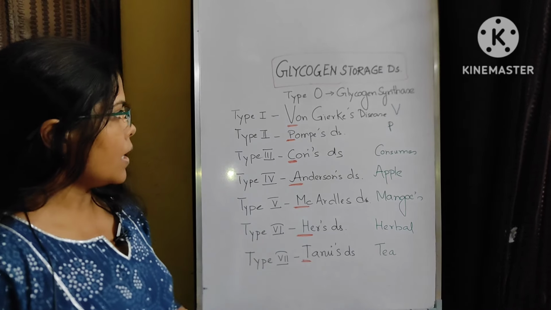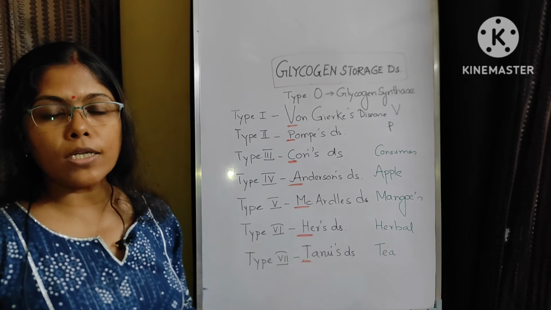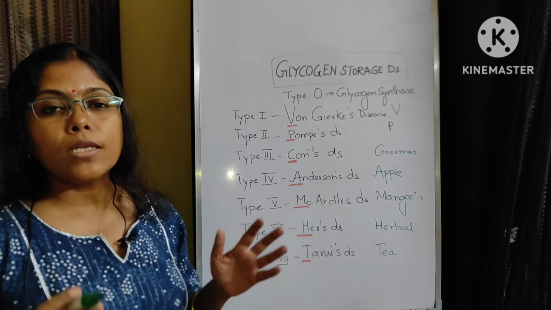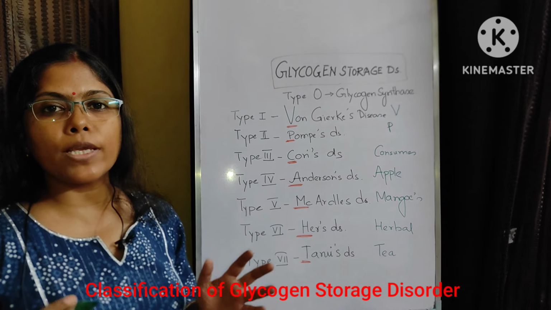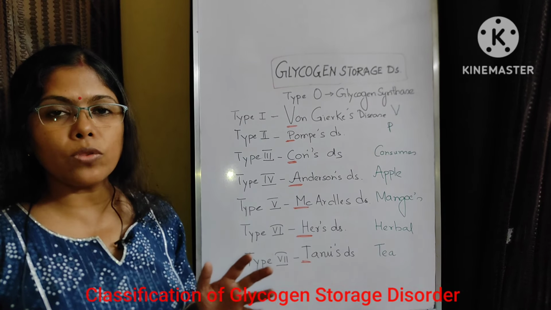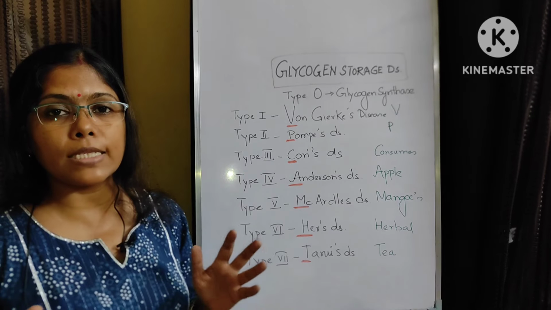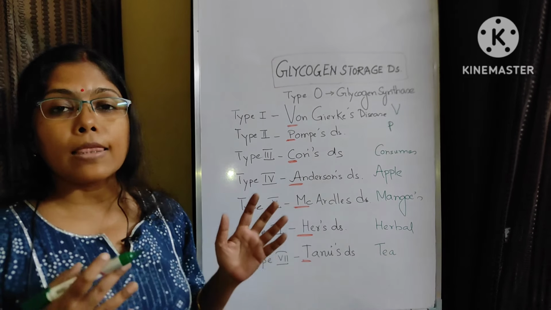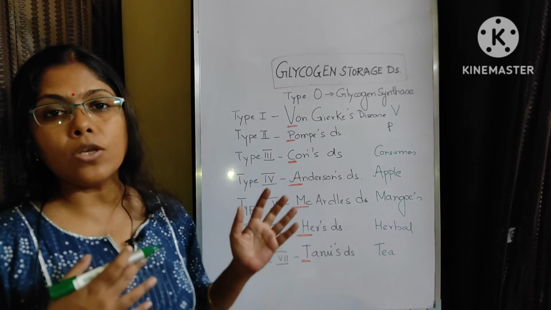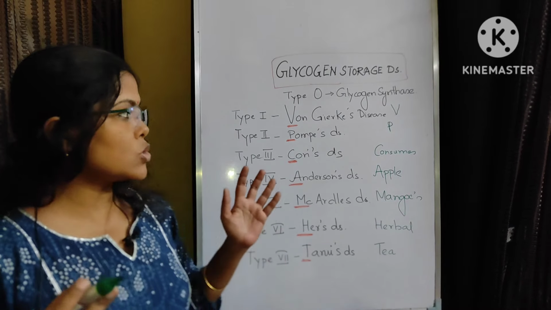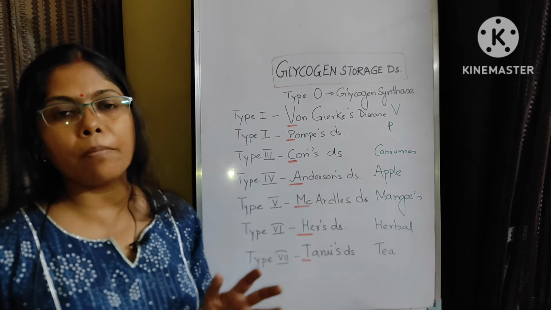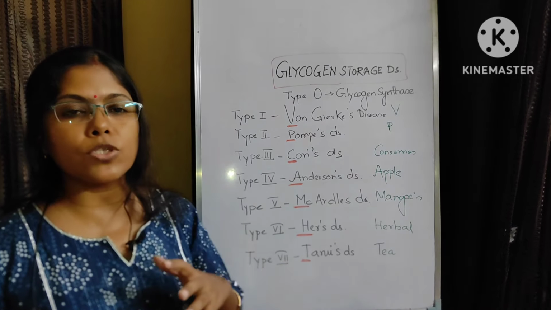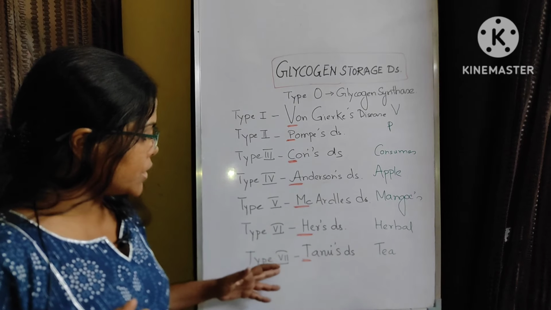Now let us look at the chart where we can know the different types of glycogen storage disorder. Type 0, that is due to deficiency of the enzyme glycogen synthase. The typing is done in Roman numbers. Now this is a simple mnemonic to remember the major types of glycogen storage disorder up to type 7.